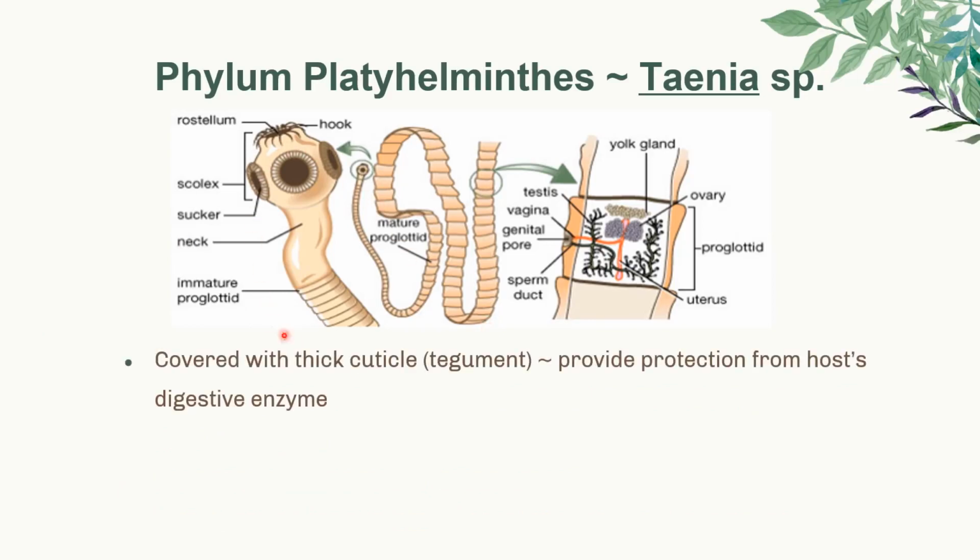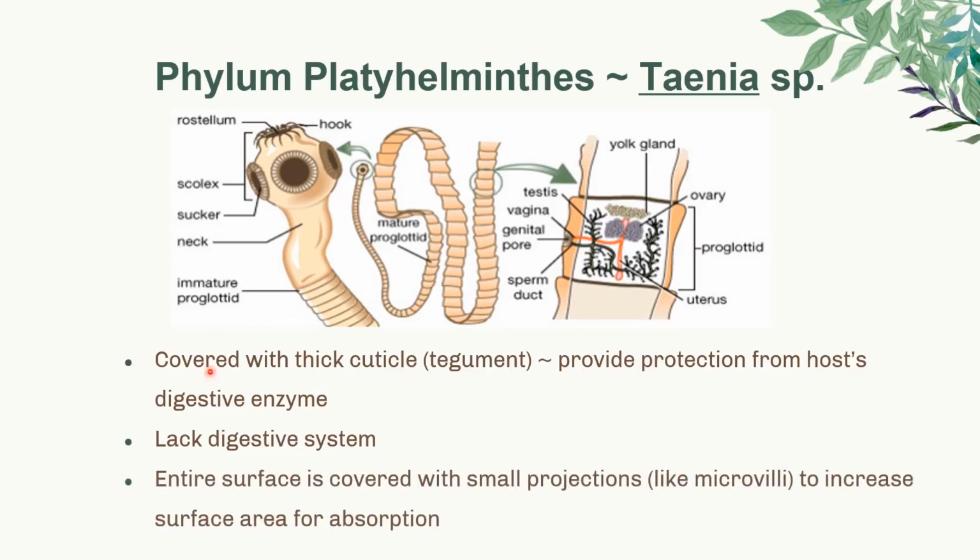This flatworm, the Taenia species, is covered with a thick cuticle called the tegument because the tapeworm is living in the host digestive system that contains a lot of harsh enzymes. This tegument, these cuticles, provide a protective layer. The Taenia species also lacks a digestive system. So it has to get its nutrients from the external environment, which is the intestine. The whole body of the Taenia species is covered with small projections similar to microvilli to help increase the surface area for absorption of nutrients.